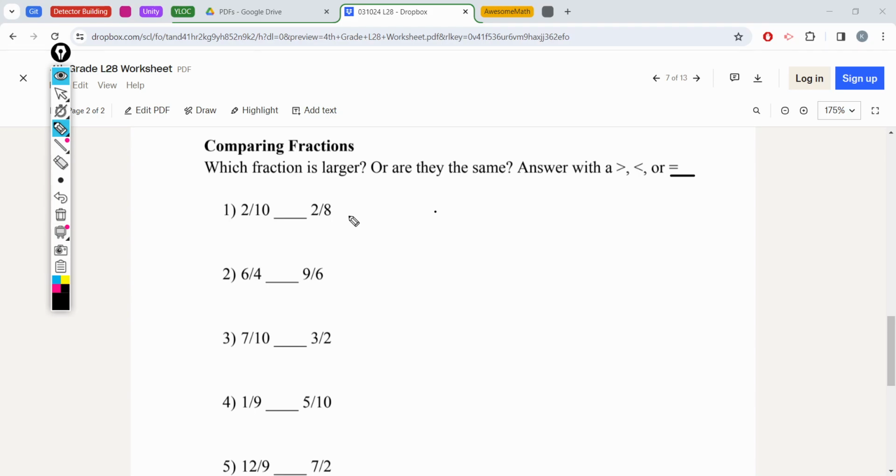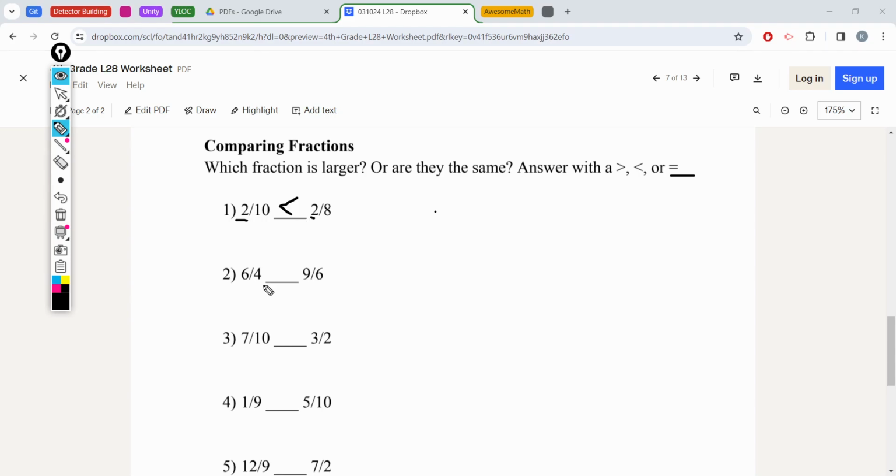One strategy we can use here is that they both have the same numerator. A bigger numerator means that it's a bigger fraction in general. But since they have the same numerator, we look to the denominator to compare. A bigger denominator makes a fraction smaller because it's being divided more. So here we see the 10 is larger than the 8. So that means this fraction is smaller. 2/10 is smaller than 2/8. So we can use the less than symbol.